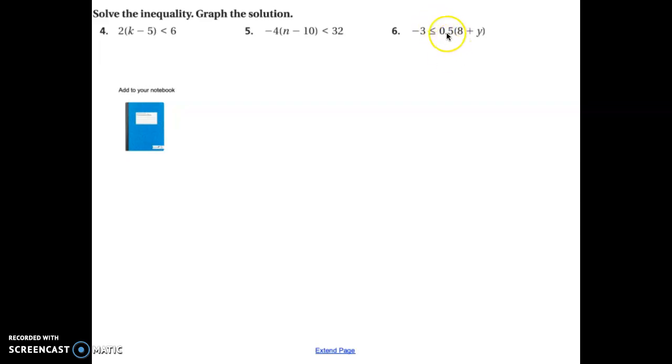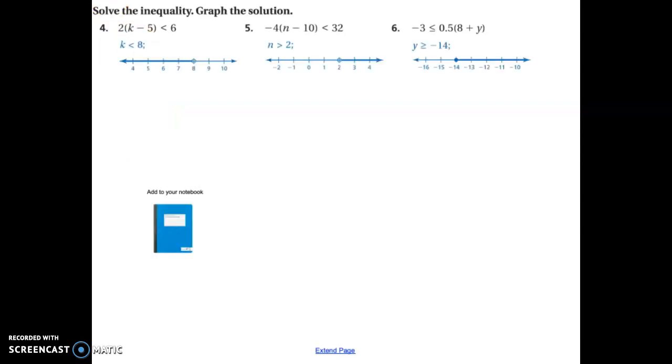Make sure that on number 6, well, actually on all of them, that you're distributing that number amongst the parentheses, those things in parentheses. So 2 times k, 2 times -5. So that would be 2k minus 10. Okay, and then solve from there. These three problems, if you can do these three problems, you're really starting to come along, especially if you can do the graphing part. So pause the video, do the work, and I'll see you on the next page.